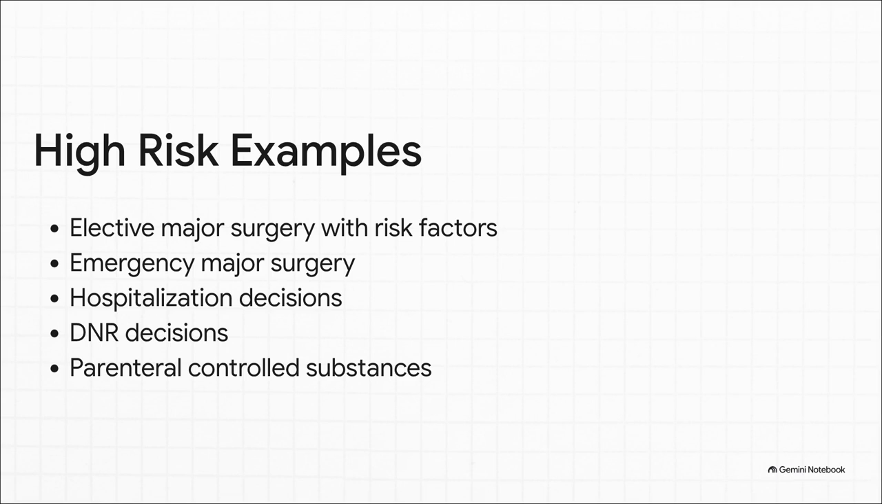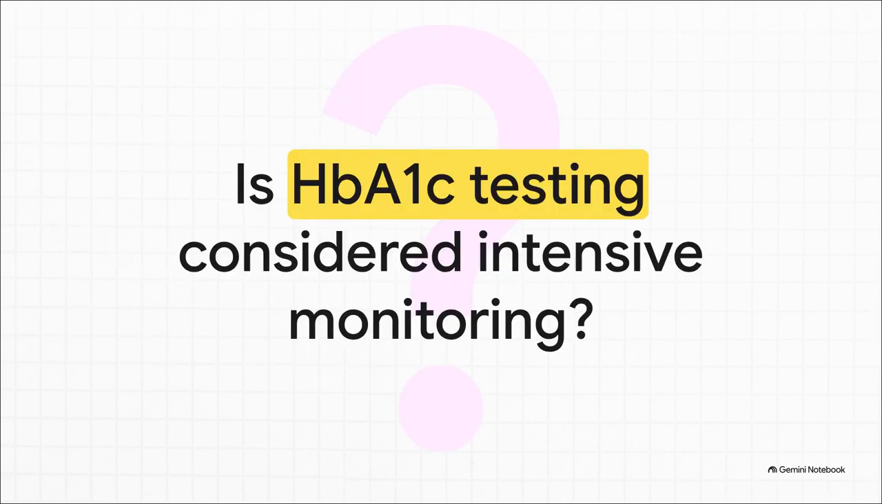It also includes emergency major surgery, decisions to hospitalize or escalate hospital-level care, and parenteral administration of controlled substances. Crucially, it also covers the decision not to resuscitate, your DNRs, and decisions to de-escalate care because of a poor prognosis. But let me ask you a question that trips up coders and auditors literally all the time.